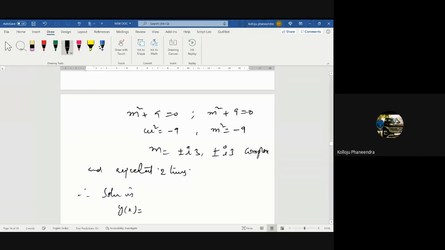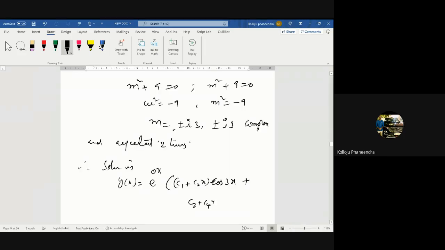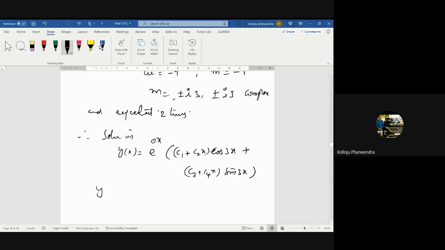y of x equals, there is no real part, the real part is 0, so e power 0x. Twice repeated means instead of c1, I have to write a first degree polynomial into cosine 3x, that is c1 plus c2x, and the same thing, c3 plus c4x instead of c2 for sine 3x. That's it, this is the solution. e power 0x value is 1, so (c1 plus c2x) into cosine 3x plus (c3 plus c4x) into sine 3x. This is one example for complex and repeated roots.